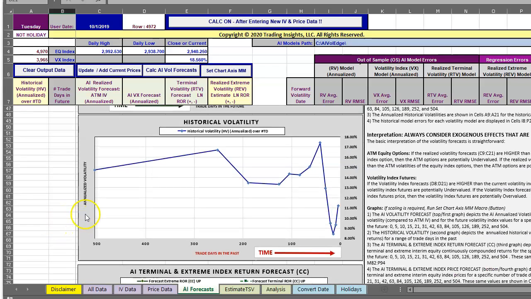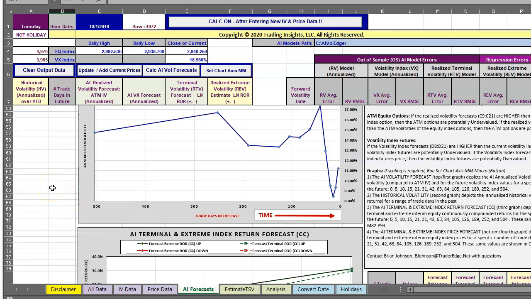We scroll down, we see the annualized volatility for each day, 500 days into the future, 400 days in the past, 300 days in the past, 200 days in the past, and so forth. A long-term historical volatility was around 15%. It increased, then dropped slightly down into the 13% range. It spiked over the last 42 trading days or so. It plummeted, and now it's actually increasing again. So that's what we see: a picture of the historical annualized volatility for the past X number of trading days.